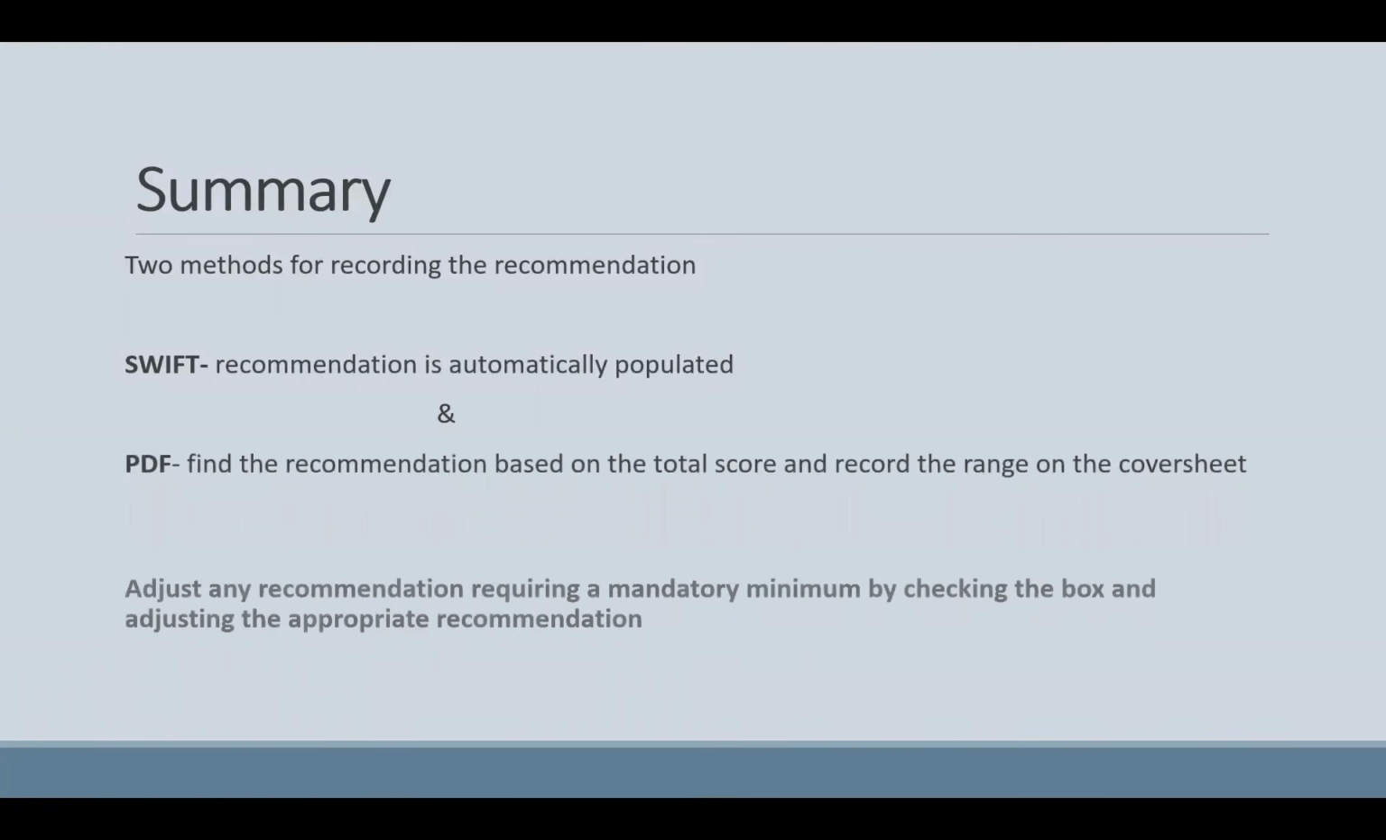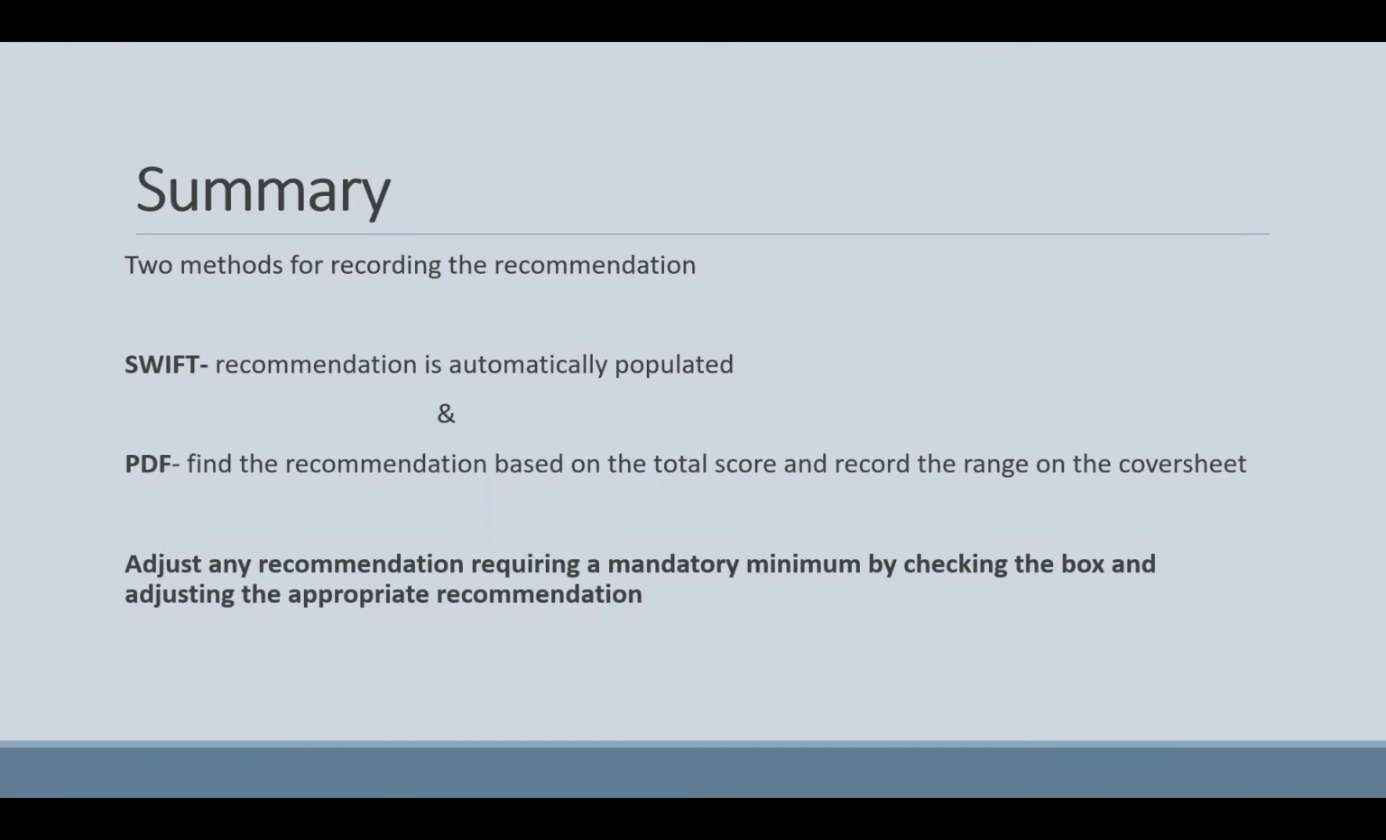In summary, there are 2 methods for recording recommendation. Users may either use Swift, in which the recommendation will automatically be populated for you, or users can complete the guidelines manually, and if this is the preferred method, users must refer to the guidelines manual to obtain the appropriate recommendation range, enter the corresponding score on the cover sheet, and adjust any recommendation requiring a mandatory minimum by checking the box and entering in the appropriate recommendation.